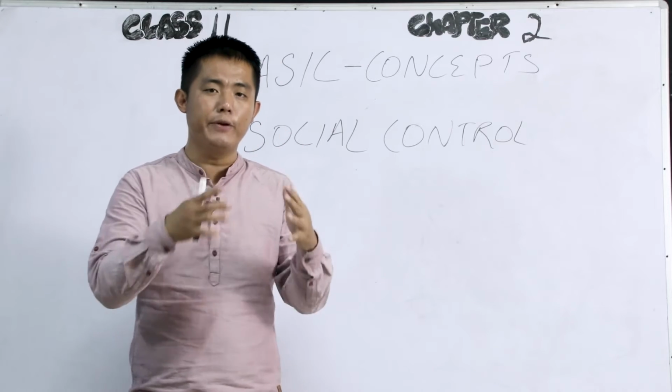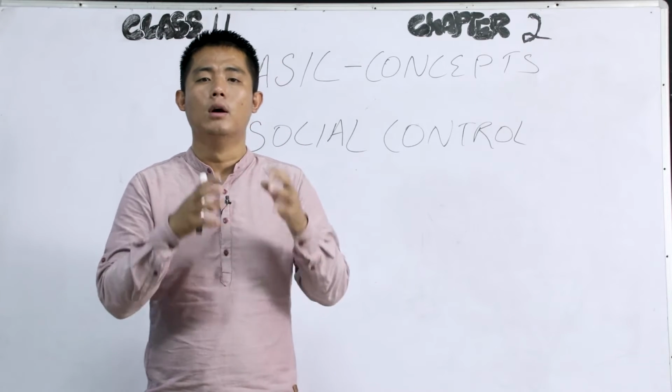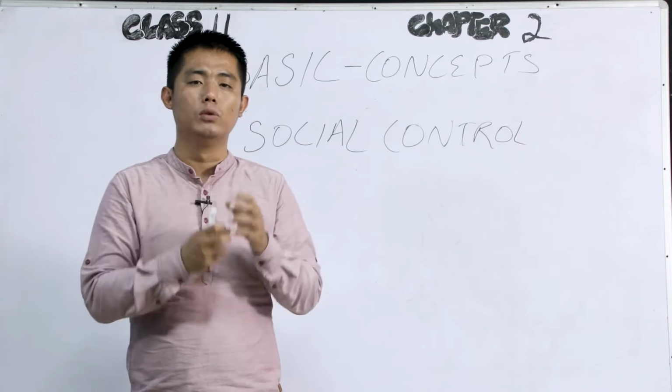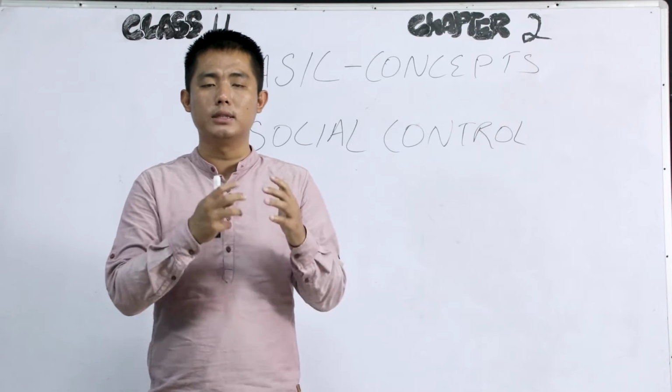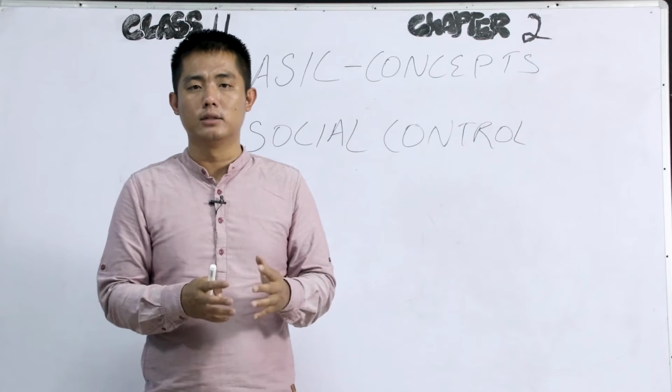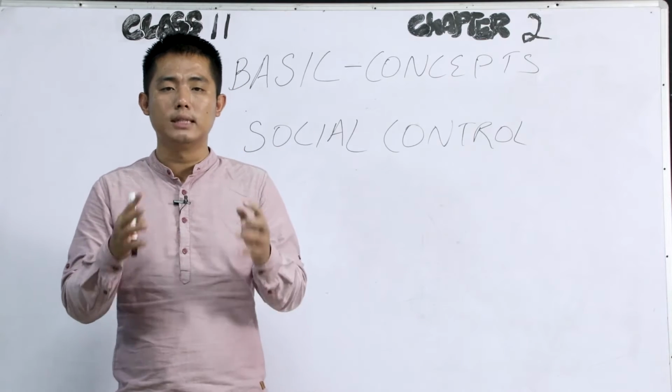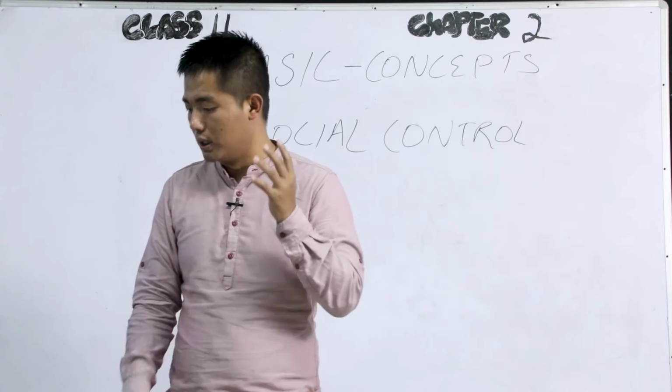So every member of the society follows these particular rules and regulations which are set by the society. So that is what E.A. Ross says about social control.